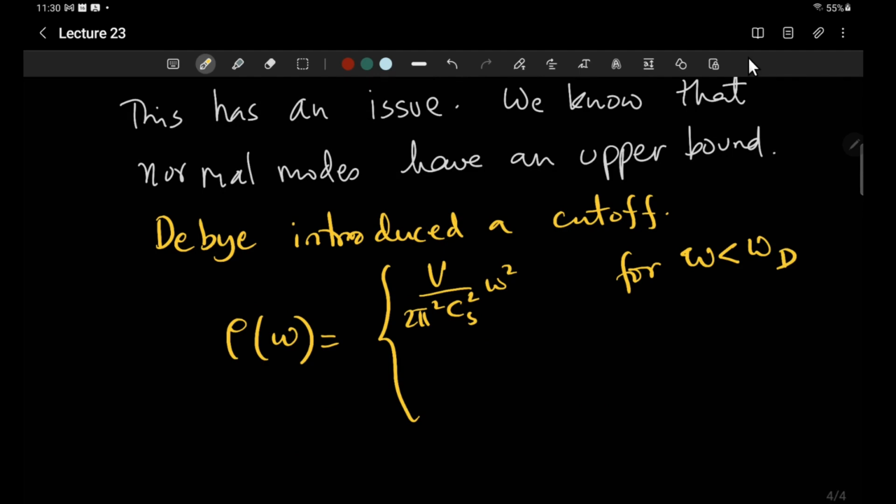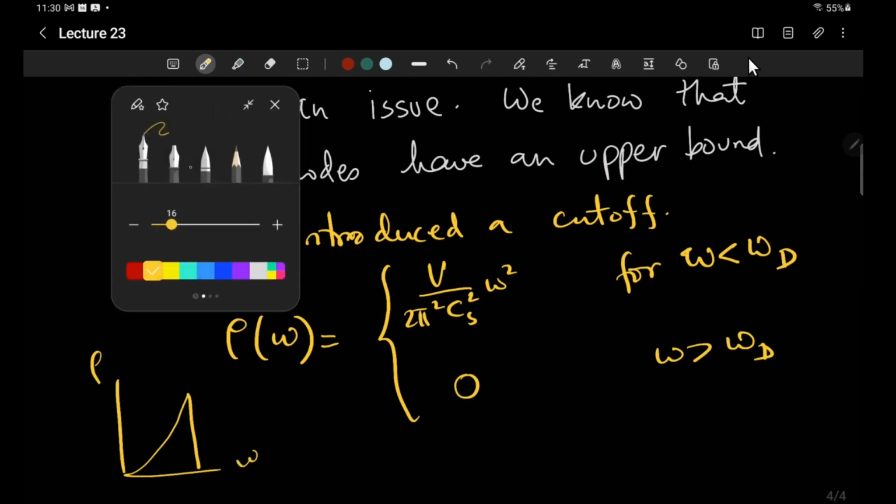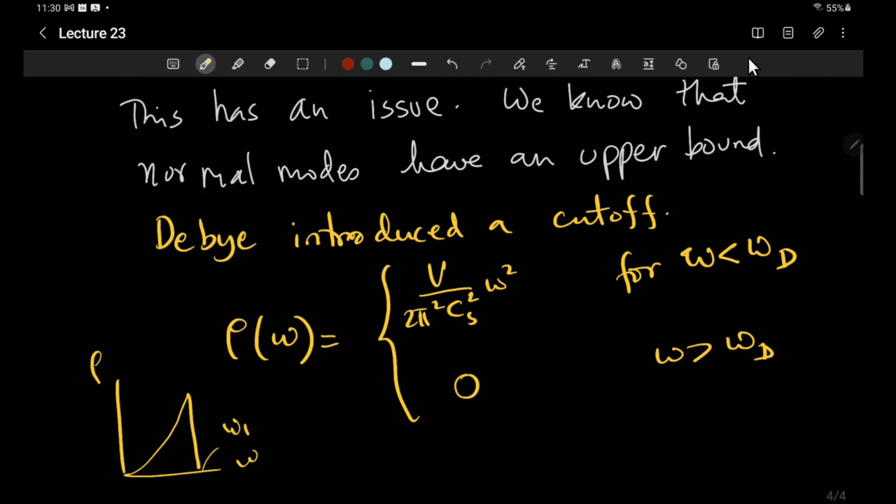Some omega d, and it is 0 for omega greater than omega d. So if you plot it, it will increase quadratically till omega d and then becomes 0. This is clear; this is what it looks like. So this is the final. This is semi-classical, of course, but we have a nice model which includes the cutoff which Debye put in, which is a reasonable approximation.